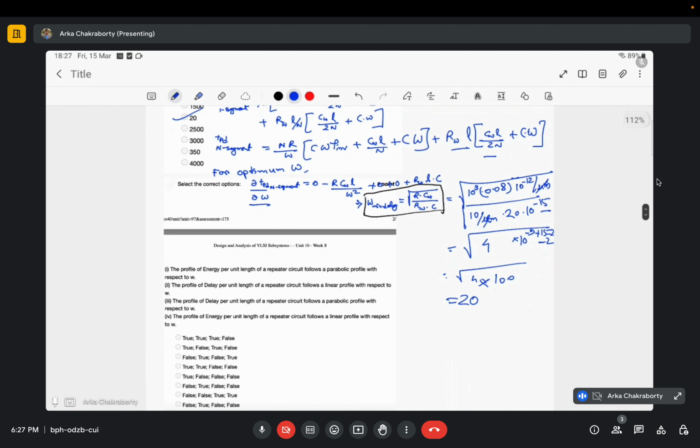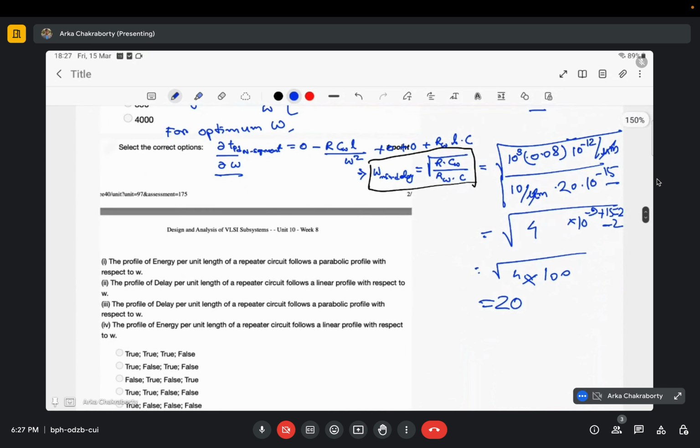So the next question is, select the correct option. The options given are: first, the profile of energy per unit length of a repeater circuit follows a parabolic profile. Option 2 is, the profile of delay per unit length of a repeater circuit follows a linear profile with respect to W. Third, delay per unit length of a repeater circuit follows a parabolic profile. Fourth, the profile of energy per unit length of a repeater circuit follows a linear profile with respect to W. Okay, look into it.